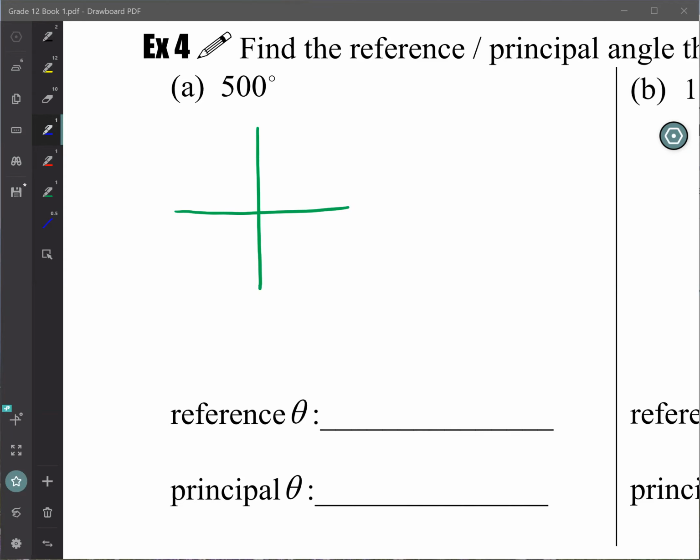Draw the picture first, okay? Where does 500 degrees stop? In quadrant 1, 2, 3, 4. Which one?